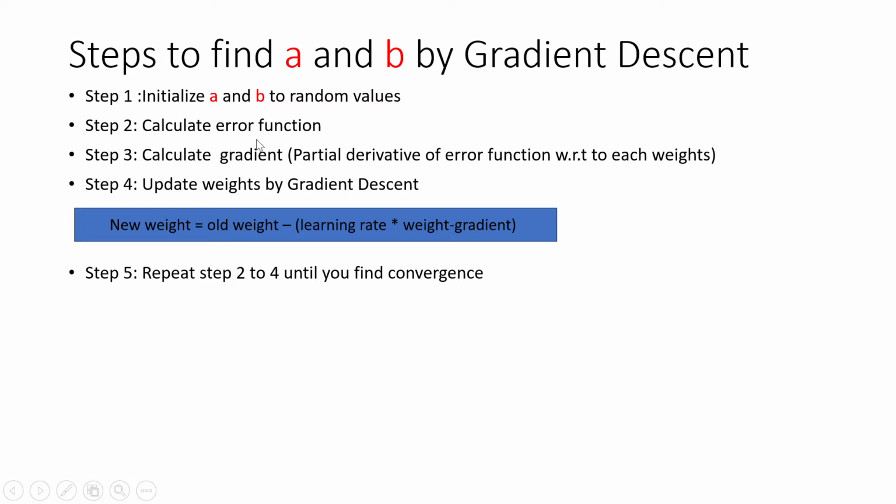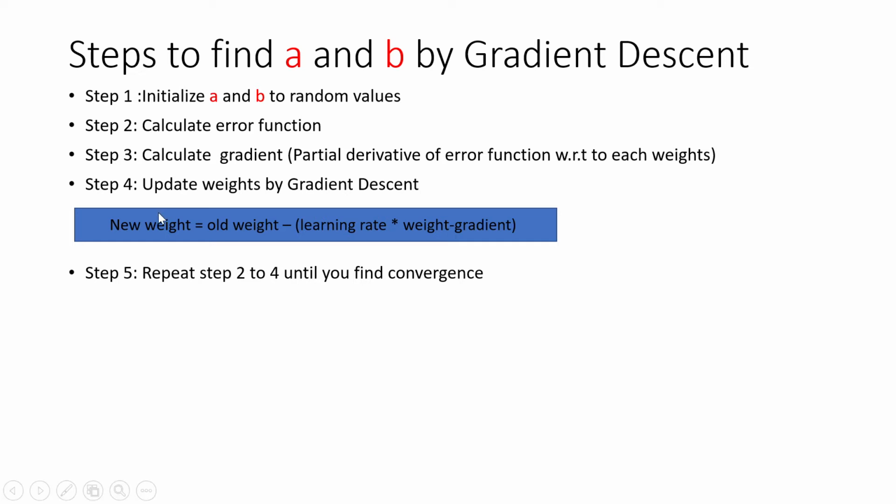Step 2, calculate the error function. We calculate the error by using the error function. And then step 3, we calculate the gradient, that is the partial derivative of our error function with respect to each weight. Like over here we have two weights, a and b, so we calculate the partial derivative of the error function with respect to each weight, a and b, to calculate the gradient.